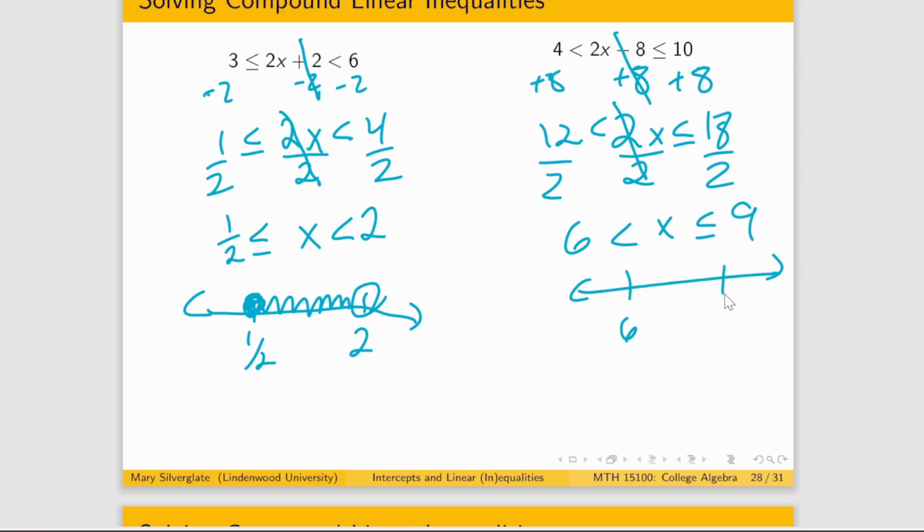If I'm putting this on a number line, that means I have an open circle on the 6, a closed circle on the 9, and the x is physically in between.